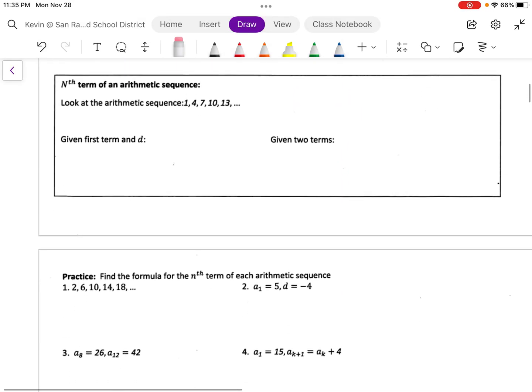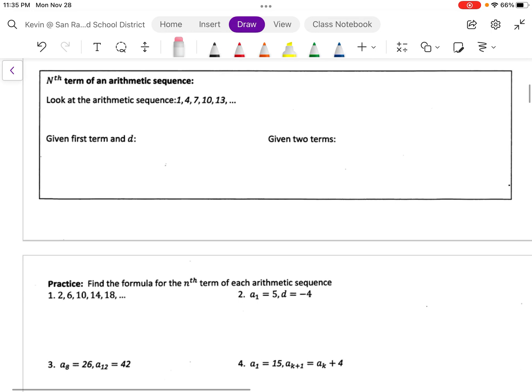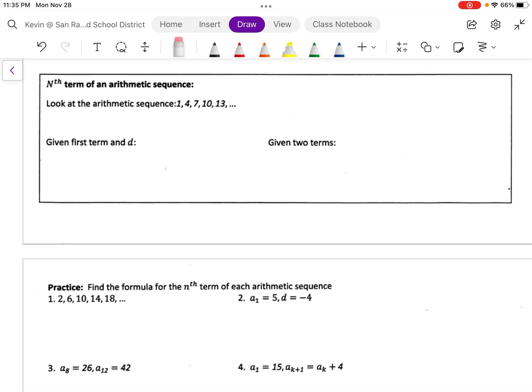Okay, let's take a look at finding the nth term in an arithmetic sequence. So we have a sequence here, and we can determine what the common difference is. So 4 minus 1 is 3, 7 minus 4 is 3, 10 minus 7 is 3. So our common difference is 3.